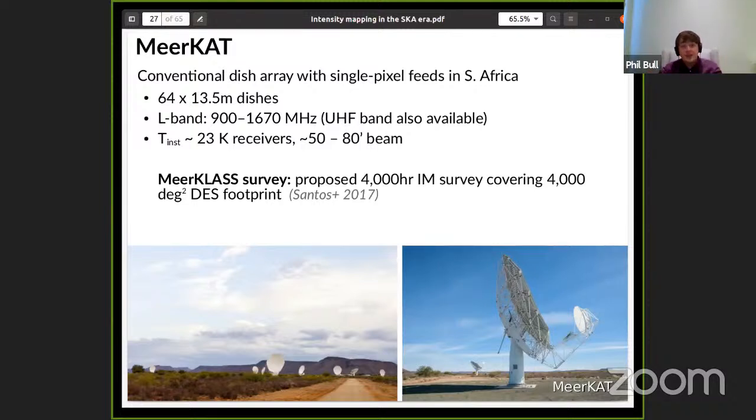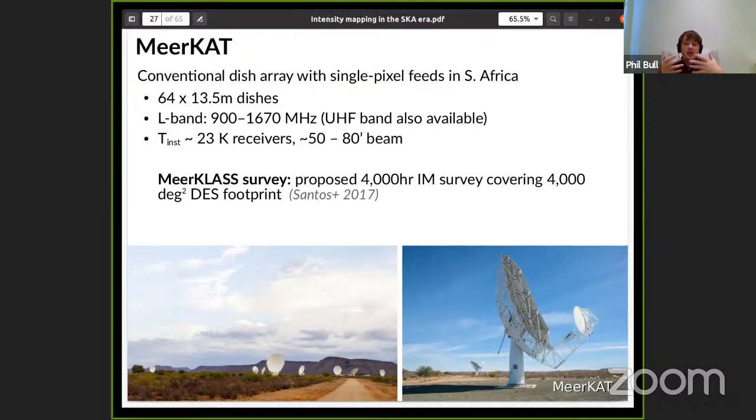Again, some technical details for the experts. These are very low noise receivers. They're actually outperforming their design specifications. They're less than 23 Kelvin noise temperature. And the beam, depending on what frequency you're observing at, is between about 50 to 80 arc minutes. So roughly 1 degree beams, which means we can resolve anything above roughly 1 degree if we want to make maps of the large scale structure.